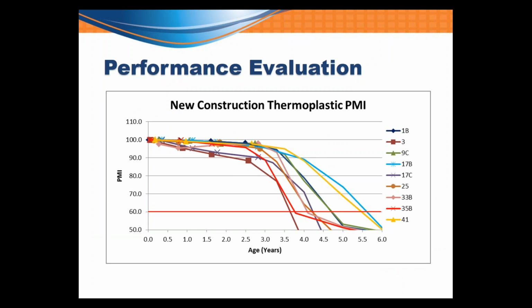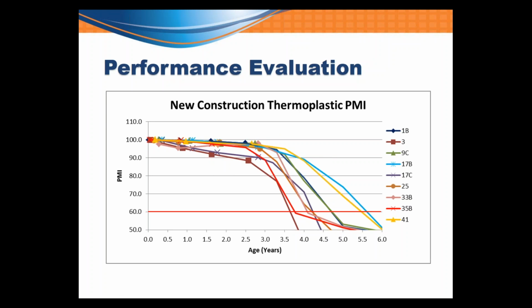Okay, so based on the two metrics, the retroreflectivity and the presence, a pavement marking index was developed just to create a single number or a singular gauge to determine the effectiveness of the pavement marking material. A PMI threshold of 60 was considered to be the marking's end of service life. So in this particular graph, you see all of the test site locations that contained thermoplastic material on a new surface.